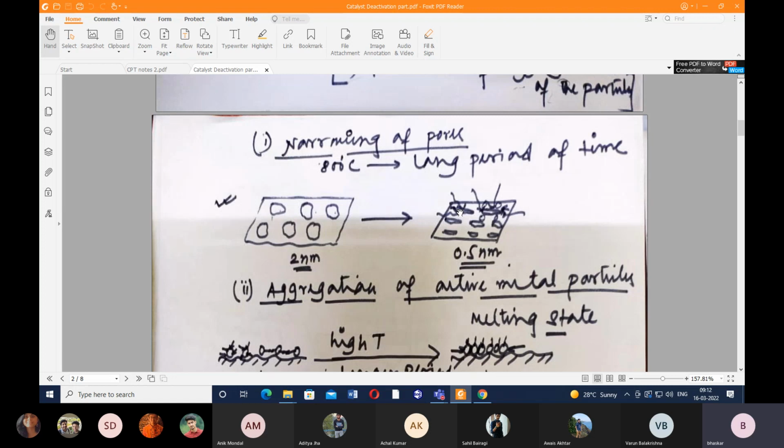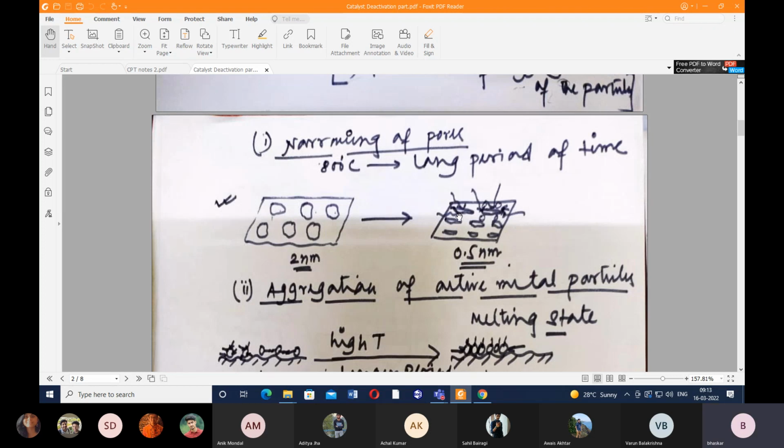The size restriction. What is the size restriction? The gas molecule or the reactant molecules have a greater size, a dimension greater than this dimension. This is 1 nanometer and this is 0.5 nanometer. Simply because of this, what will happen is we have less productivity.